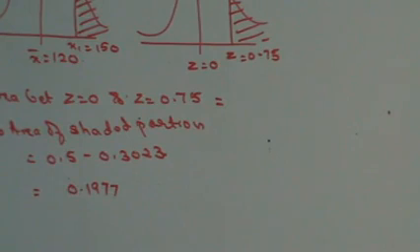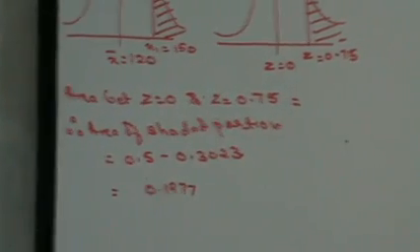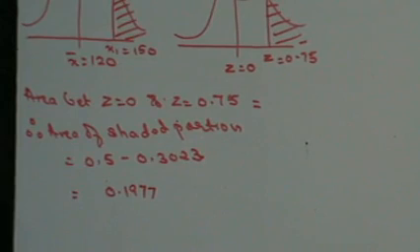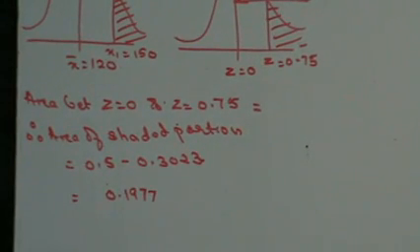Now, let me have a look at the area for 0.75: 0.3023.